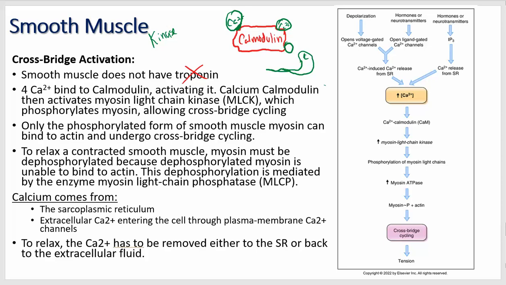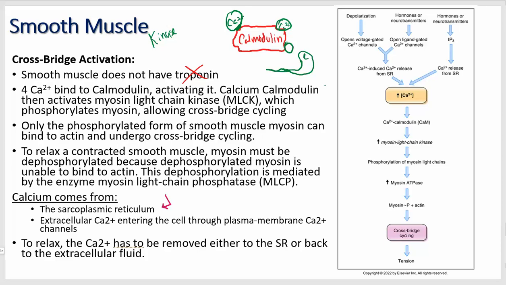So calcium, again, comes from the sarcoplasmic reticulum. Extracellular calcium enters the cell through the plasma membrane and calcium channels, and then to relax, that calcium has to be removed. Okay, so kind of the same thing.